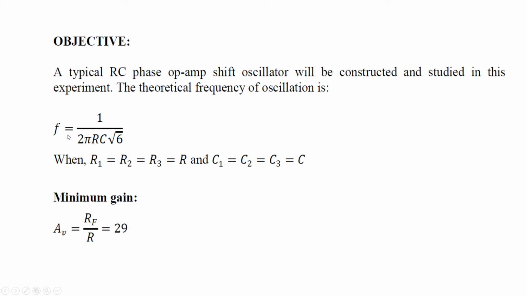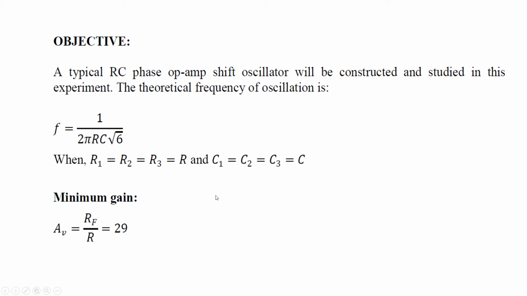Because we depend on the R and C values, we will use the formula 1 over 2 pi RC square root 6. The R here will be a couple of R and C with the same values, which we will see later. So how do we measure the gain?